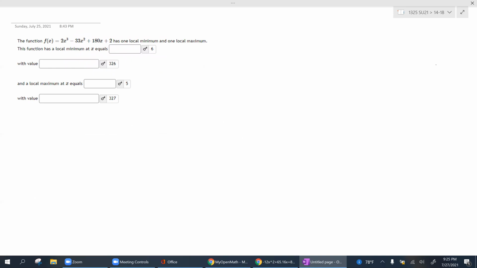Let's go ahead and do another first derivative test. And now they want to know, hey, if you have a minima, if you have a maxima, and if so, what is that value? So again, first derivative test.